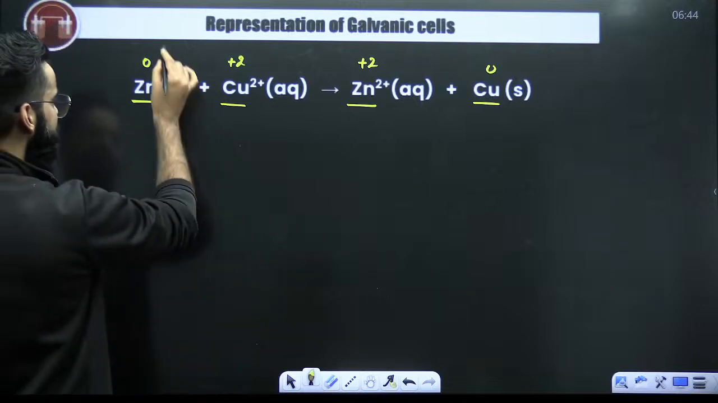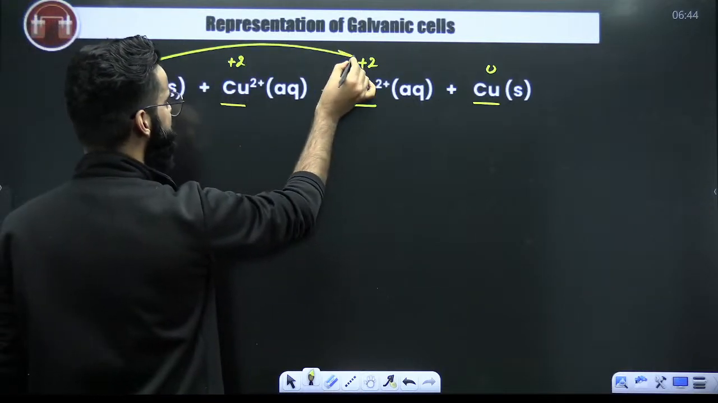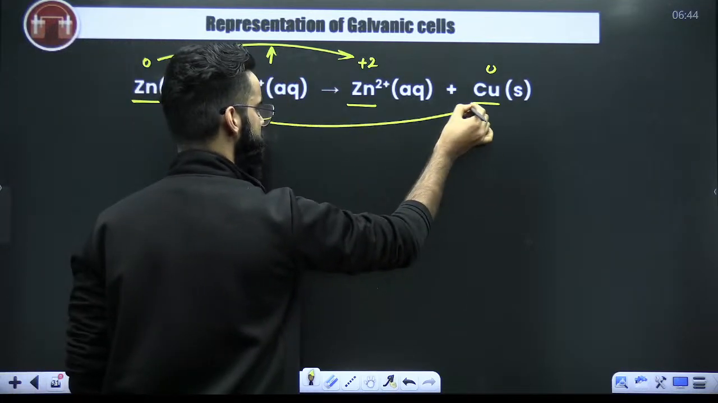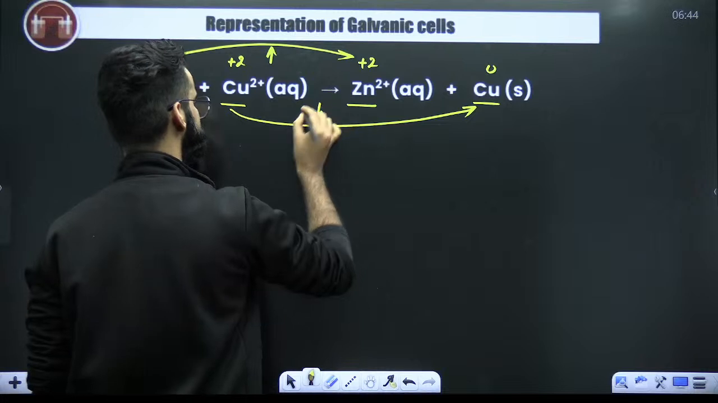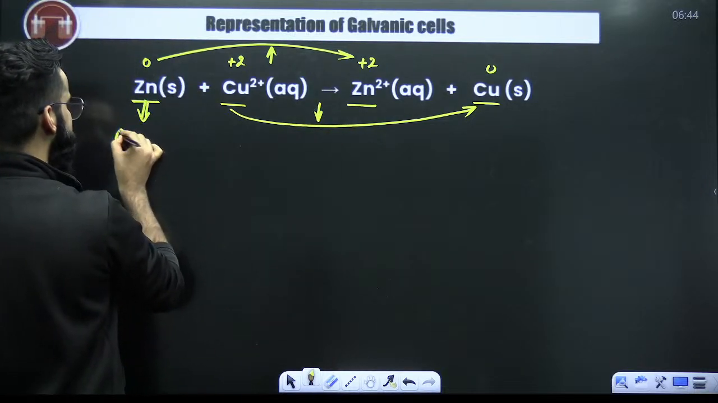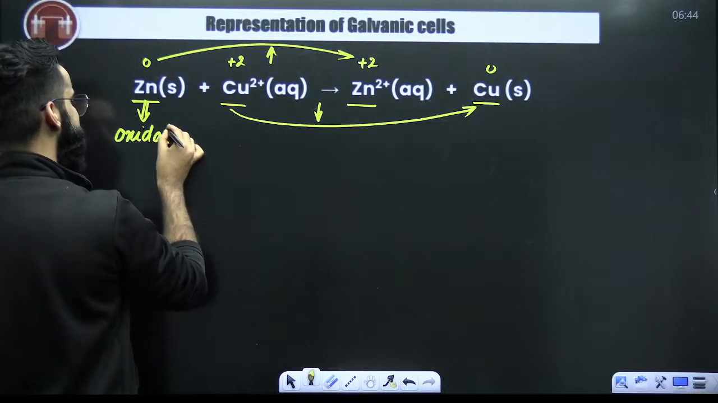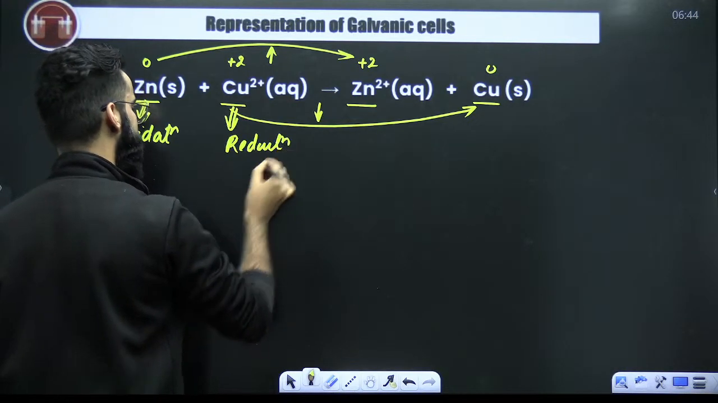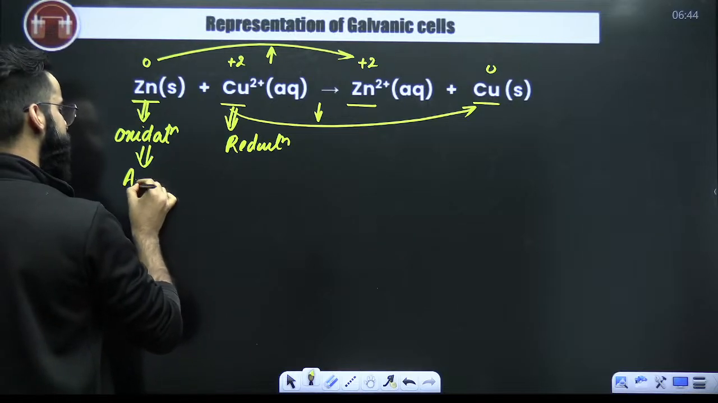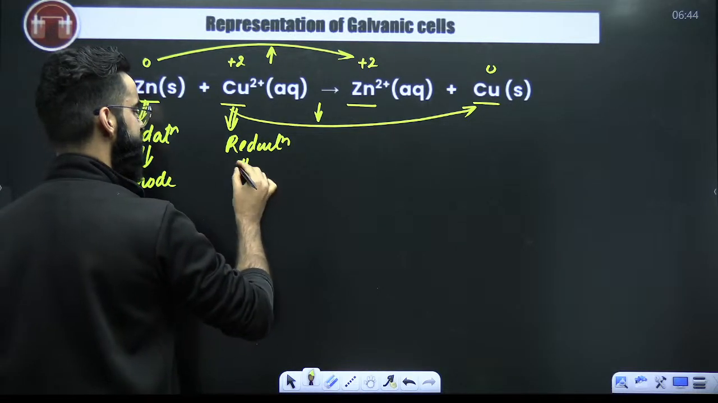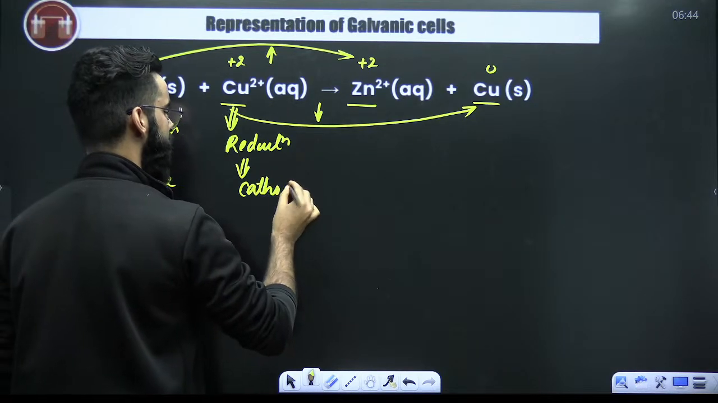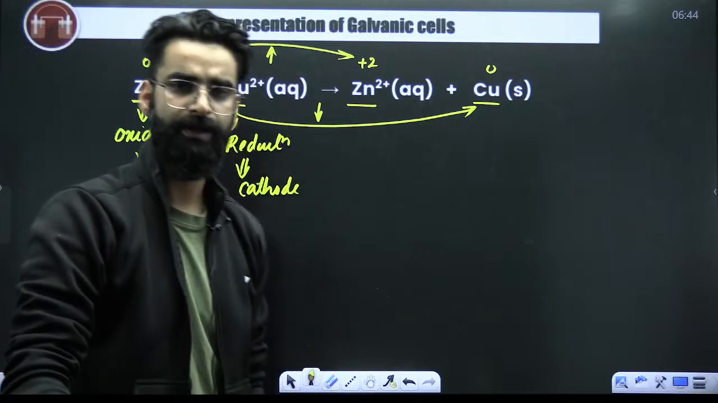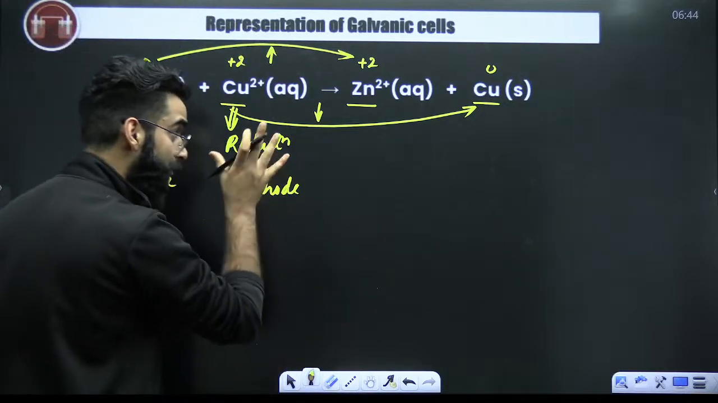Perfect. Now, people, try to understand. Is the oxidation state of zinc increasing or decreasing? It's increasing from 0 to +2. Copper di positive goes from +2 to 0, a decrease in the oxidation state. Increase in the oxidation state is what you call oxidation. So zinc is undergoing oxidation, and copper di positive is undergoing reduction. Now, remember, oxidation takes place at anode, and reduction takes place at cathode. Since you identified which one is going to behave like the anode and which like the cathode, now, people, how do you represent it?